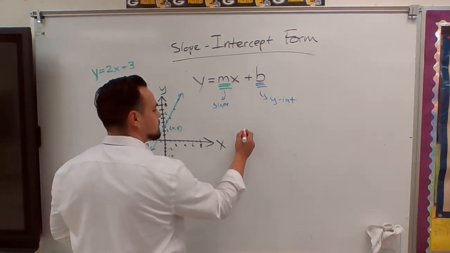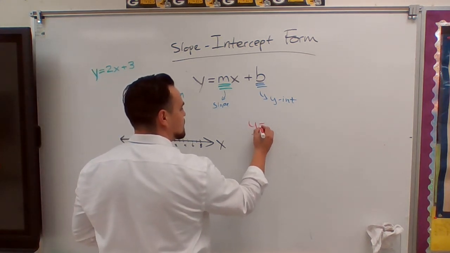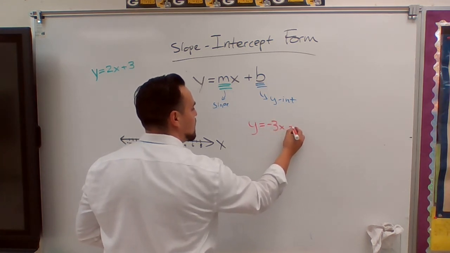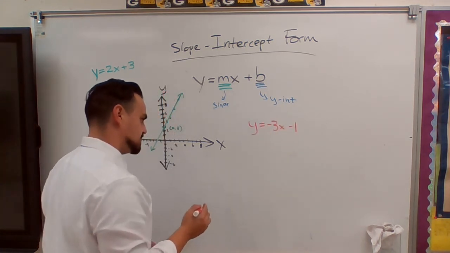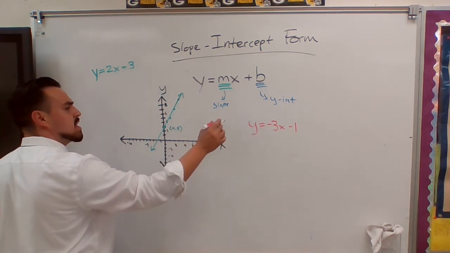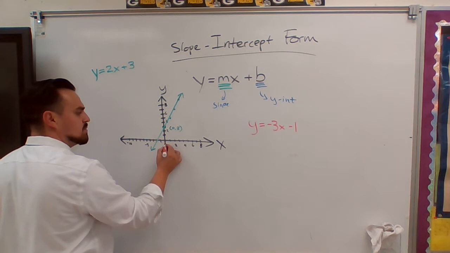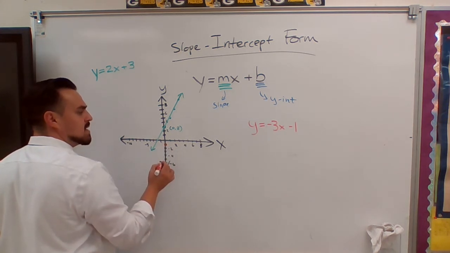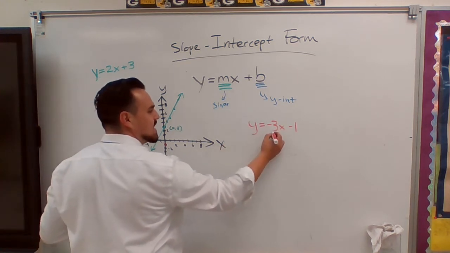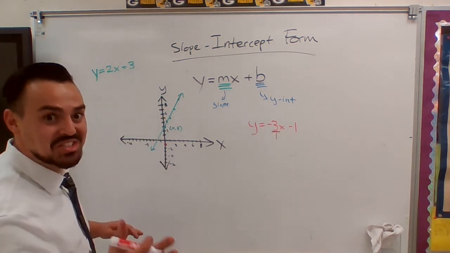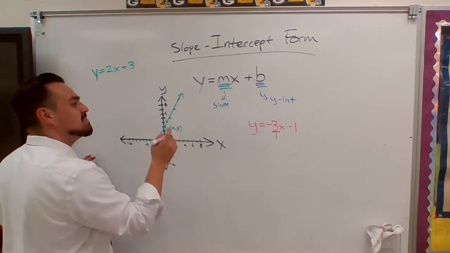Let me give you another one. y is equal to negative 3x minus 1. This time my y-intercept is negative 1 right there. And my slope is going to be negative 3. This is technically over a 1. Every number can be divided by 1. It doesn't change it, so we can do it. Negative 3 divided by 1.